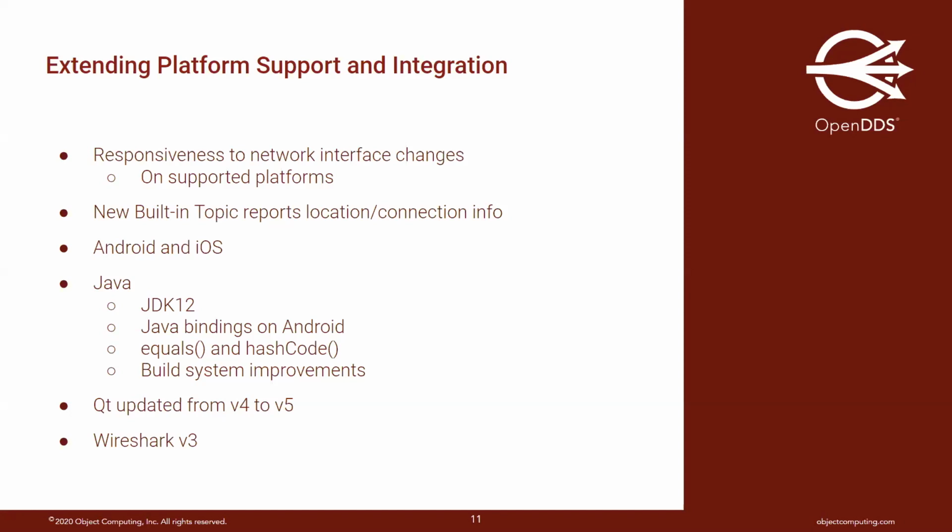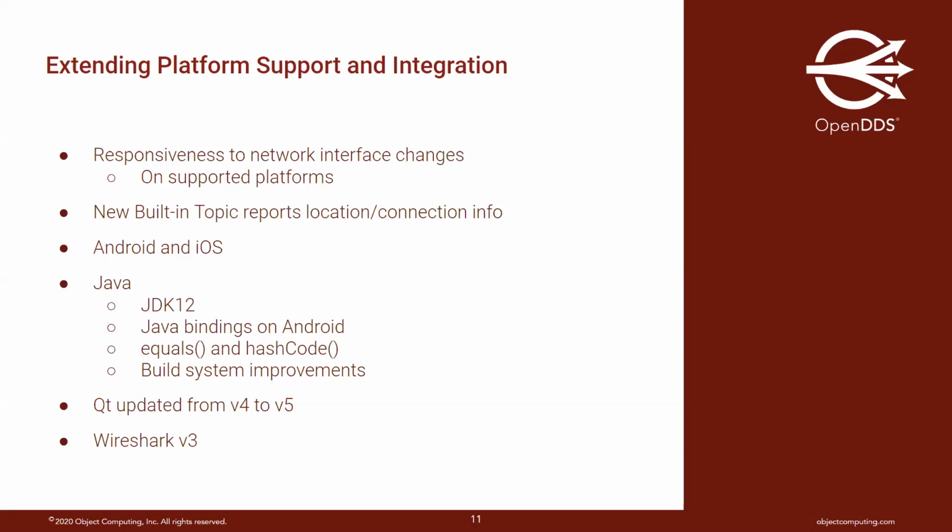So we've called it here responsiveness to network interface changes, right? So what happens when you have an OpenDDS participant up and running, and it's set up transport to use various network interfaces, but those interfaces could change, right? It could be a scenario of joining or leaving range of a Wi-Fi network, or unplugging and plugging back in different wired networks, just changing which adapters are available, those sorts of things. So that is now supported on supported platforms.